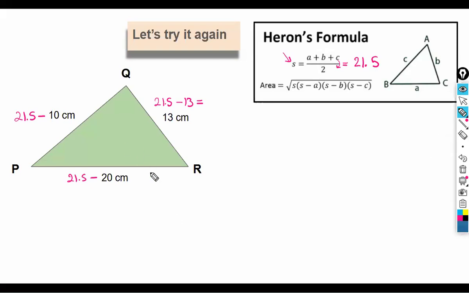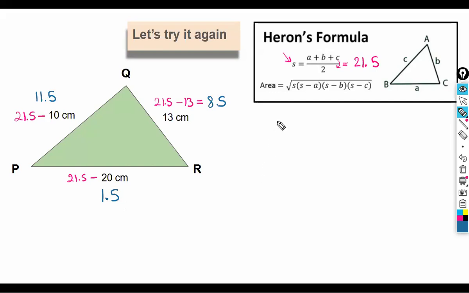So I'll start with the 13, right? 21.5 minus 13 is 8.5. For the side with 10, you get 11.5. And for this side, 1.5. Everyone agrees with me? After you find S, S visits each side. But when it visits each side, the length of that particular side is minused from the 21.5.